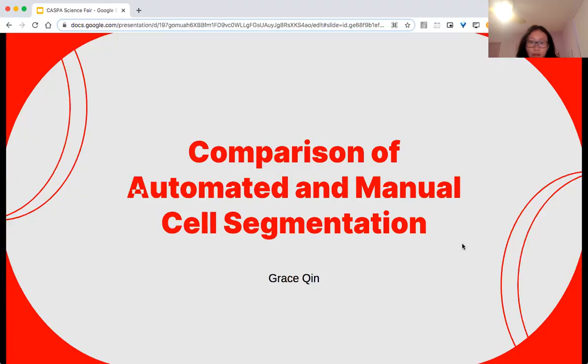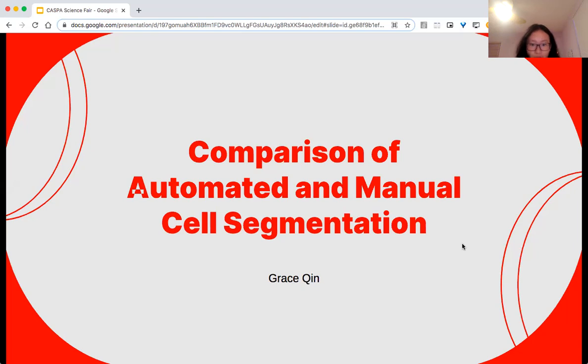Hi, my name is Grace, and today I'll be talking about my project. So, my project is about cell segmentation, and is specifically about a comparison between automated and manual cell segmentation.